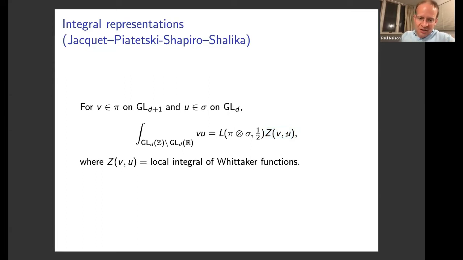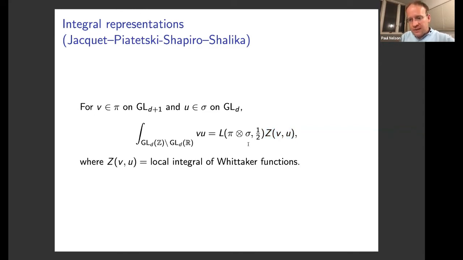And on the other hand, if you're taking spherical vectors V and U, well, Stade's formula tells you that this zeta integral here is a product of gamma factors, which Stirling's formula then tells you is actually exponentially small as soon as pi and sigma have any kind of interesting ramification. So again, spherical vectors are not really the right choice.